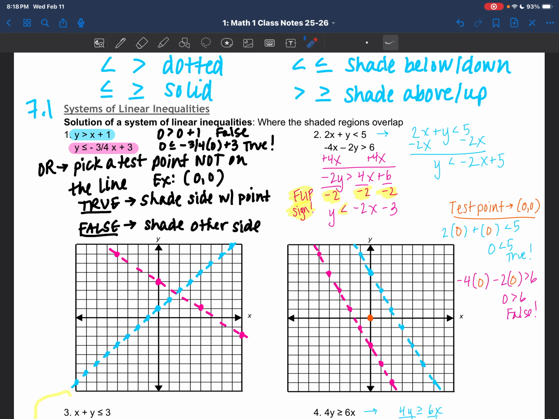Now we're going to bring back what we did a while ago, and now we're going to shade. Depending on which way the signs go, you're going to shade either below the line or above the line. Truthfully, what I like to do is pick a test point that's not on the line, and then I just shade that direction. I already graphed this one here, and if you notice, it's a dashed line. And I graphed this one here. Again, it's a dashed line.